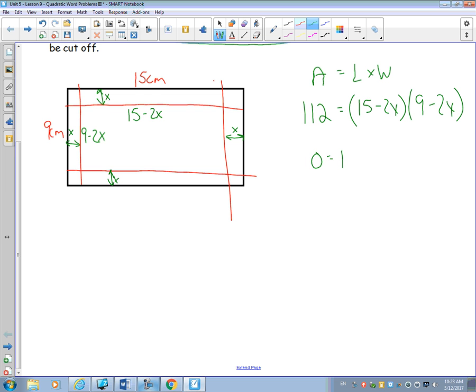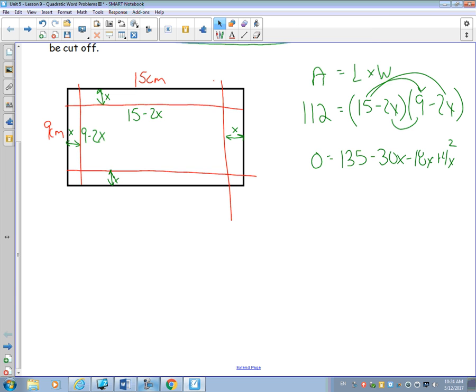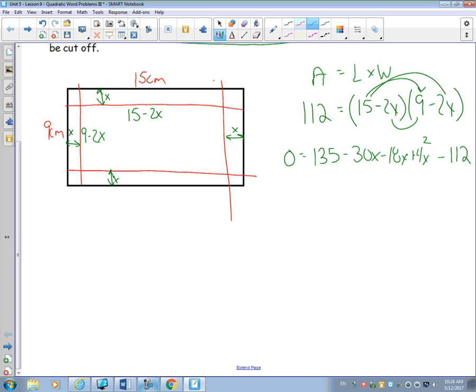So I'm going to FOIL. I'm going to multiply all these pieces. 15 times 9 is 135. 15 times 2 is minus 30x. Minus 18x plus 4x squared. And I want to put the minus 112 to make it equal to 0. And if I collect my like terms, I get 4x squared minus 48x plus 23, the 135 minus 112.